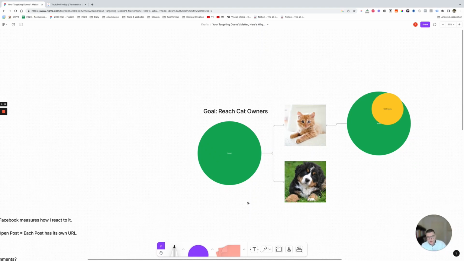Your goal is to reach cat owners, and you use no targeting at all. And you have these two ads. Let's say your goal is engagement, not even purchase. Who do you think is more likely? If your goal is to reach cat owners, and you run these two ads with no targeting, which ad do you think is more likely to reach cat owners?